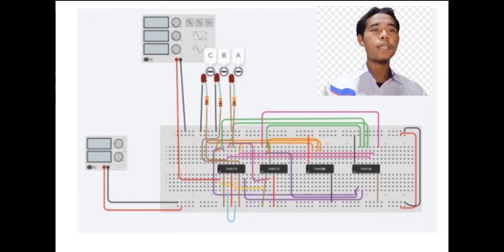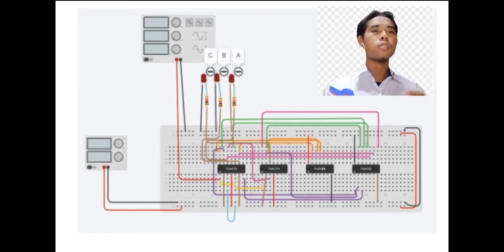The first step that I did to make this circuit, I took out the breadboard, and then I arranged the JK flip-flop IC, the AND gate and the OR gate in the middle of the breadboard. After that, I made the connections between the ICs based on the circuit that our group had done.